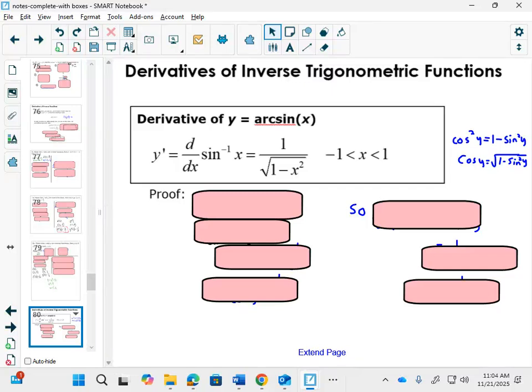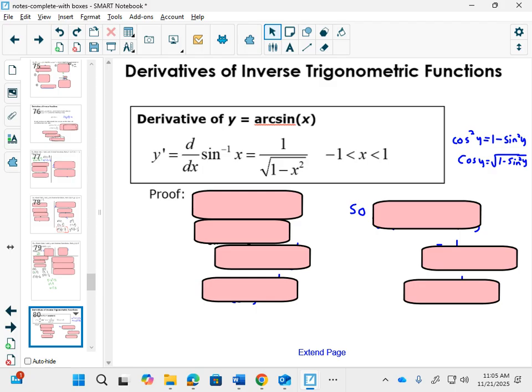So first is our derivative of sine inverse. If you have sine inverse of x and you want to find the derivative, well then the derivative happens to be 1 over the square root of 1 minus x squared, which is nothing like what you started with. Where did the sine go? It's not there anymore.